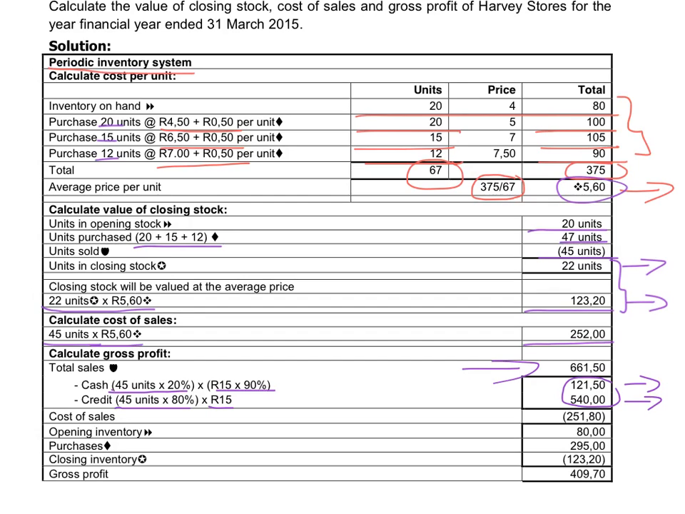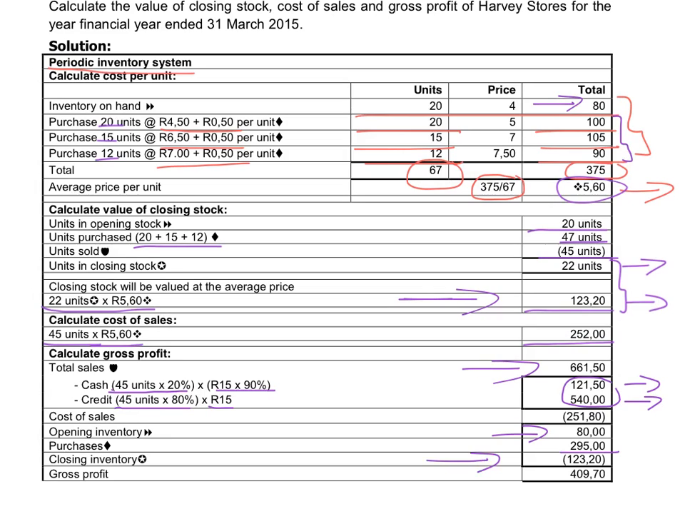Okay, if we want to calculate the cost of sales, then we look at the opening inventory, and there we saw the opening inventory was R80. Then we go and we look at the total purchases. So I will add the 100, 105 and 9 together, and that will give me 295. And then I must subtract the closing inventory because we are using the periodic inventory system, and we calculated that the value of the closing inventory is R123.20. So I will show the R123.20 there as closing inventory.